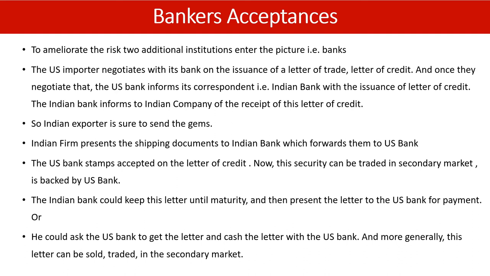The Indian firm presents the shipping documents to the Indian bank, which forwards them to the US bank. Now the US bank stamps "accepted" on the letter of credit. Now this security can be traded in the secondary market and is backed by the US bank. Now the Indian bank could keep this letter until maturity and then present the letter to the US bank for settling the transaction for payment. Or it could ask the US bank for the cash, with the letter staying with the US bank.